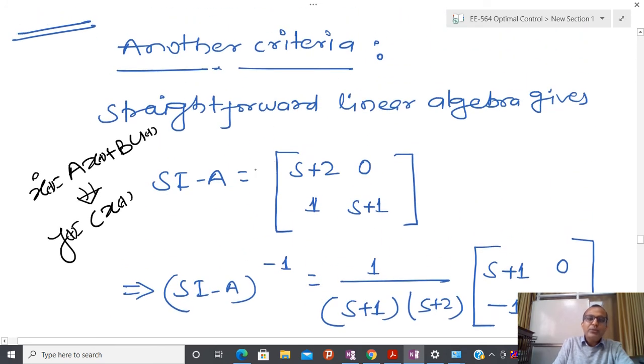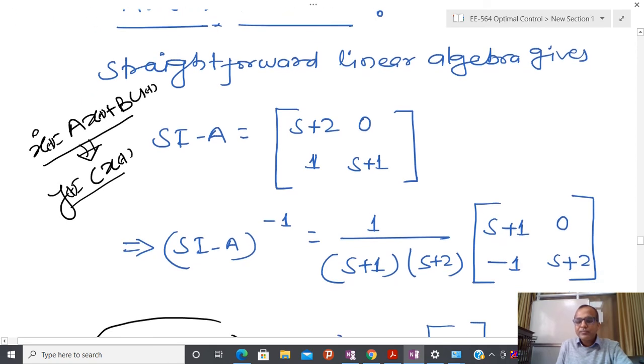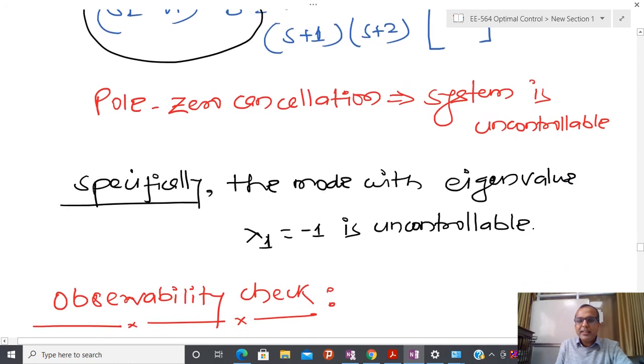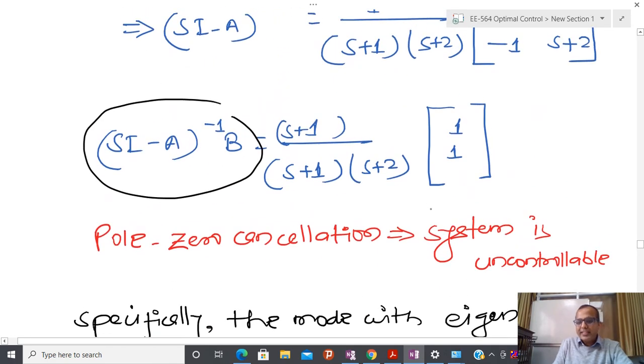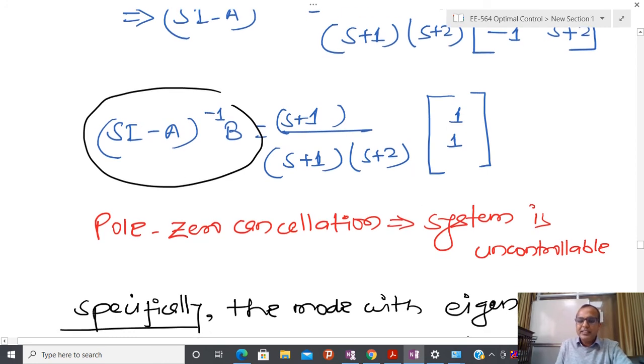So what you can do, you can apply Laplace transform. So this is the exercise, a very simple exercise. And after that, you have to just check this particular matrix, whether some pole-zero cancellation happens or not. If that happens, then the system is uncontrollable. If not, then the system is controllable. So that is pretty easy.